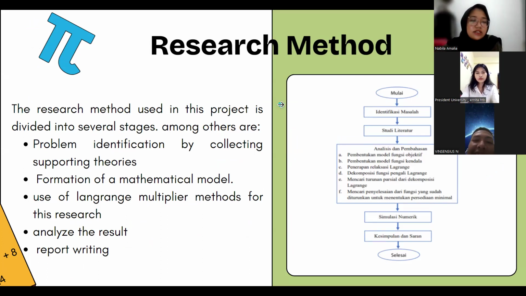Okay, next is research method. The method used in this project is divided into several stages. Among others: first, problem identification by collecting supporting theories. Second is formation of a mathematical model. Third is use of the Lagrange multiplier method for this research. And then analyze the results. And the last is report writing. So this is the flow chart for the research method.